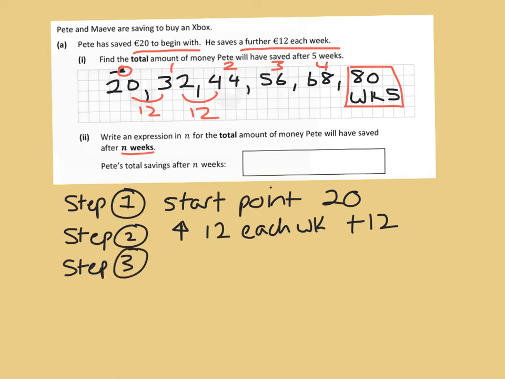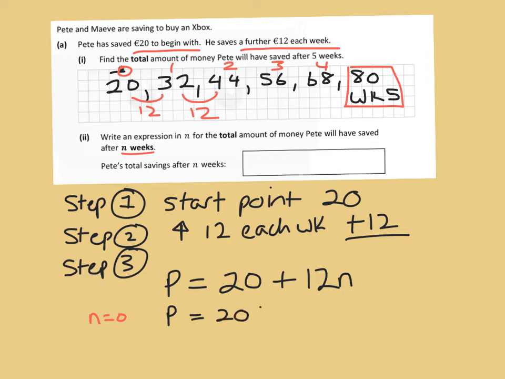So I am going to call P for Pete equals. So I'm going to put down my start point first, which is 20, plus, because I have a plus 12 here, okay, 12, and they've told me to use N as the number of weeks. Okay, now I always make sure and double check that. So if I let N equal to 0, that is Pete not having saved any money, what I'll get is P is equal to 20 plus 12 by 0, which will give me 20.